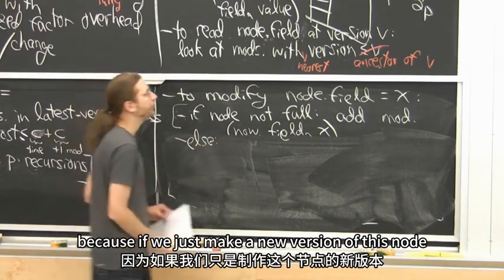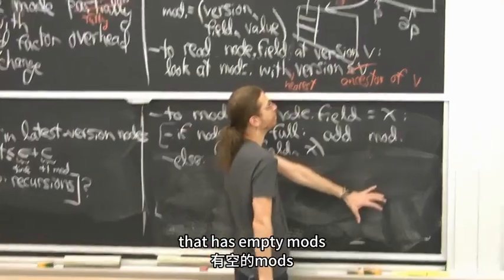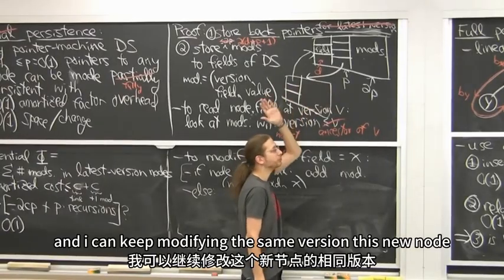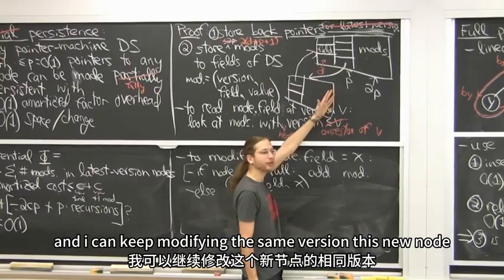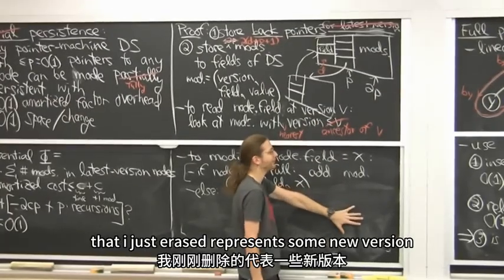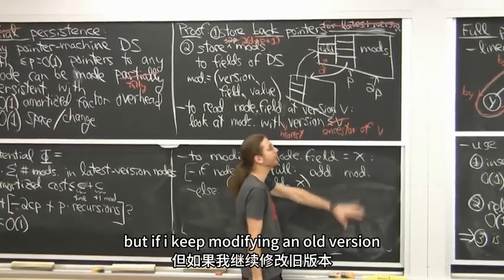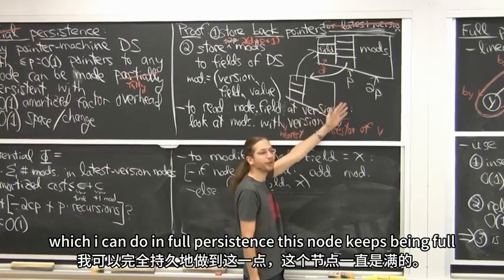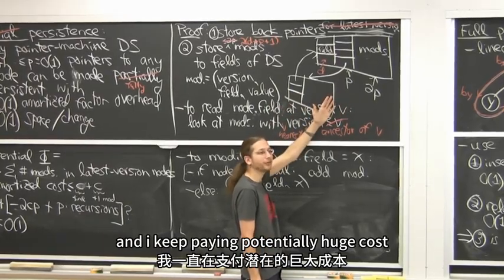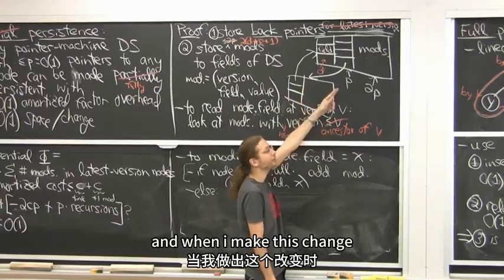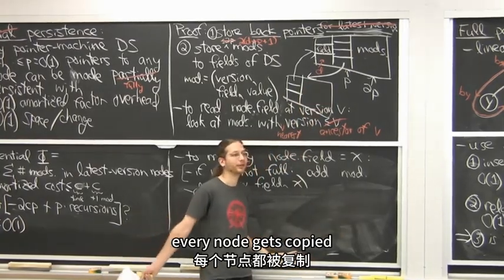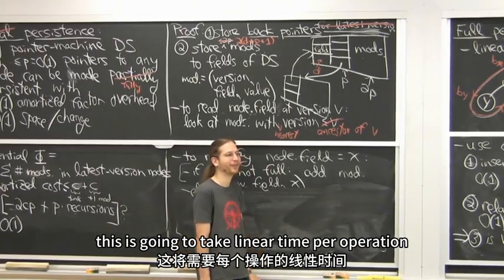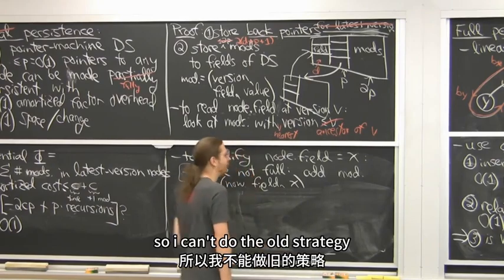Why? Because if we just make a new version of this node that has empty mods, this one's still full, and I can keep modifying the same version. This new node that I just erased represents some new version. But if I keep modifying an old version, which I can do in full persistence, this node keeps being full, and I keep paying potentially huge cost. If all the nodes were full, and when I make this change, every node gets copied, and then I make a change to the same version, every node gets copied again. This is going to take linear time per operation. So I can't do the old strategy.